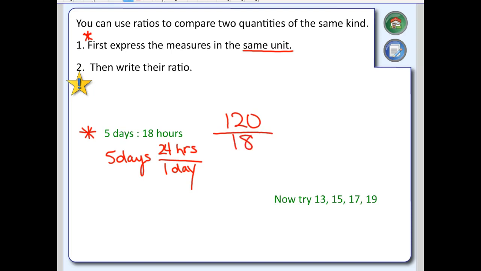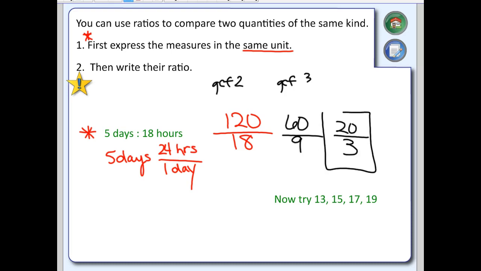Now how do we simplify that fraction? What goes into both of those? Well, the easiest way would be 2. We could say our GCF is 2. If we divide both by 2, we get 60 over 9. Do I have another GCF here? What goes into both of those? Yes, 3 will go into both of those. So if we divide both by 3, what do we get? 20 over 3. And now that's our final answer.